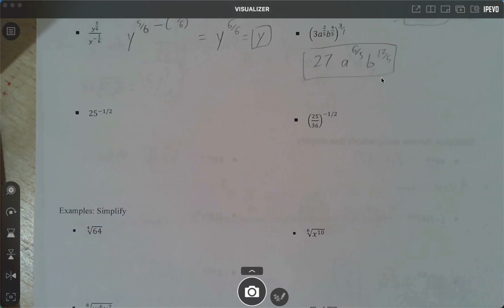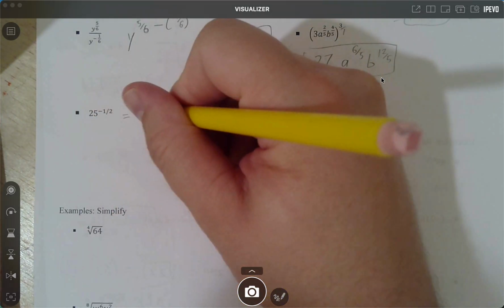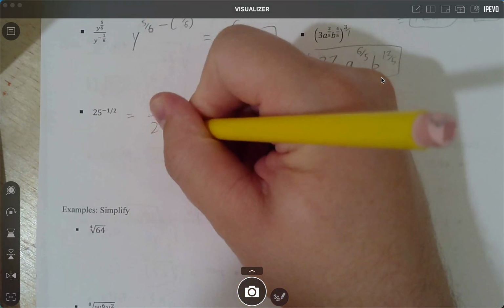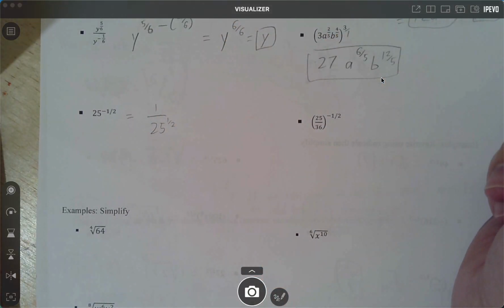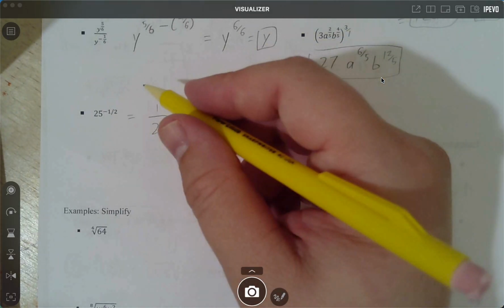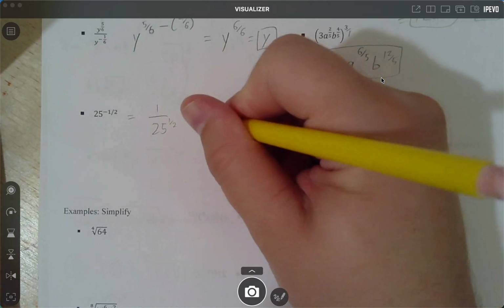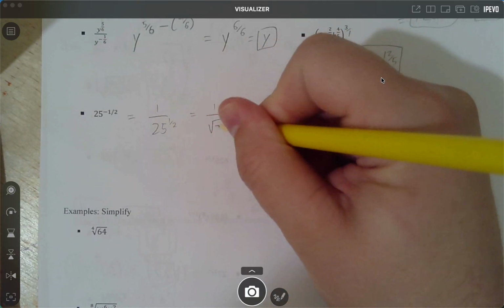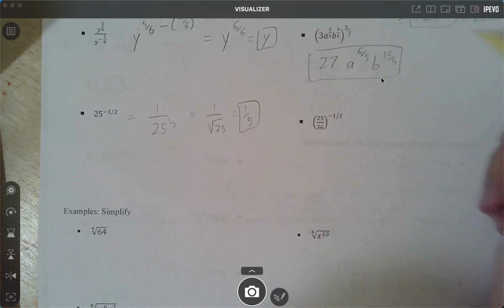All right. Up next, if I have a negative exponent, remember what that means? It means this is really 1 over 25 to the positive exponent. If you have a negative exponent, it can transfer where it is in the fraction. So if it was in the numerator, now it's in the denominator, as long as you switch the sign of that exponent. Well, that means I have 1 over the square root of 25, which means I have 1/5.